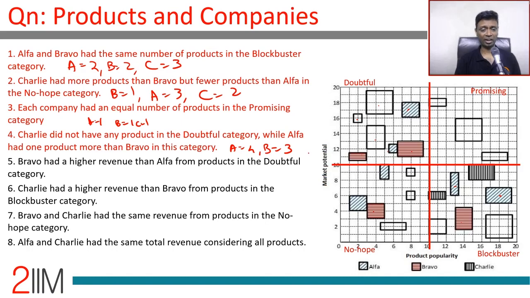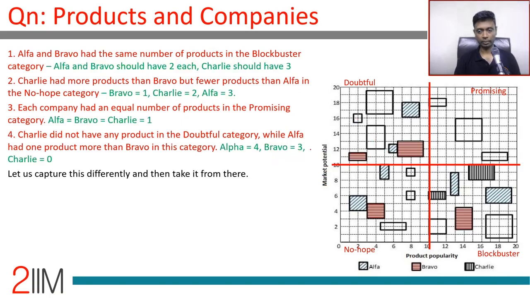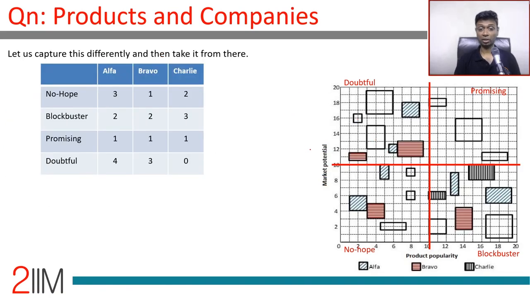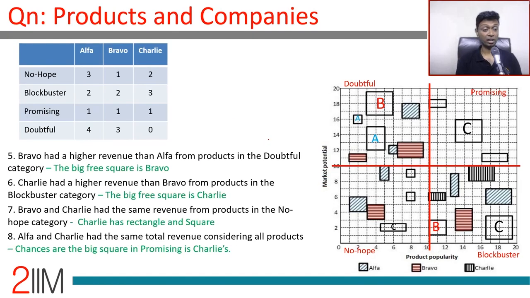Wonderful. So we have filled in the numbers in each plot. Now let's go to the revenue part. We've captured the number here very clearly. 3214 for Alpha, 1213 for Bravo. Charlie is 2310. So 6 Charlie products, 10 here, 16, and then 7 here. Wonderful. Let's go on to the next category.